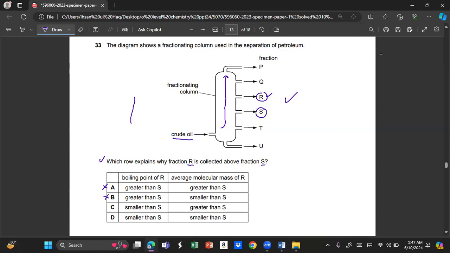The boiling point of R is smaller than S, yes. Okay, now move to the next column, greater than S. No, this is again wrong. So the only option left is D.